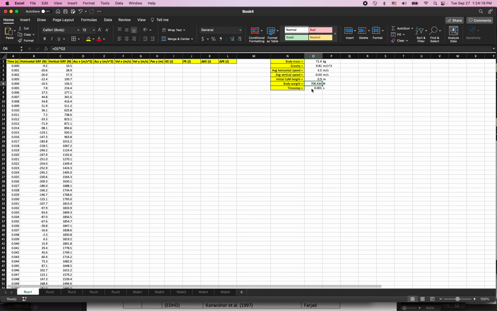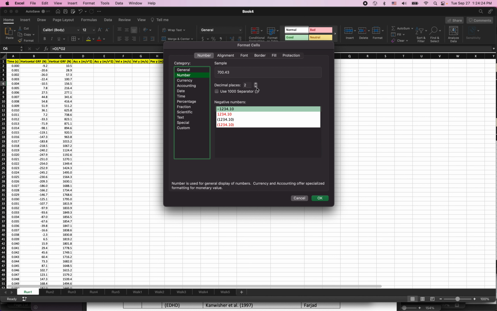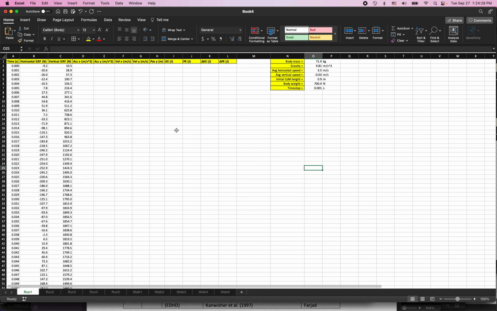I'm going to change the significant digits on my body weight here to just 1, because I think it's going to throw off the significant digits of my other calculations if I use it there. Okay, so I've got all the data that I need here: time and ground reaction forces, and then my weight and my mass and gravity and time step and average speeds and all these things that I need for these calculations. Now, how do we actually do those calculations?